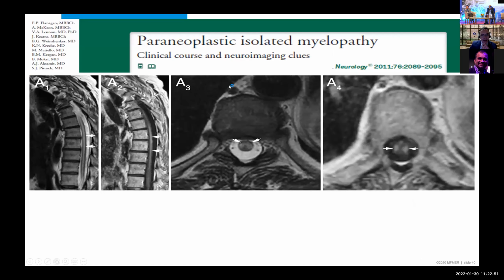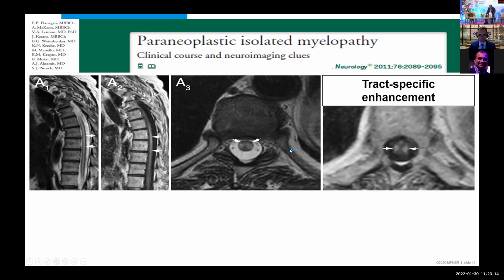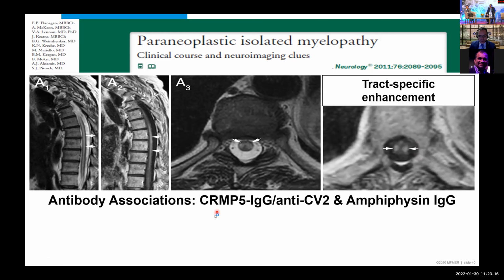We can also see paraneoplastic myelopathies. So these again tend to be longitudinally extensive. And there's a useful imaging finding here where you can see this enhancement, and then on the axial images, you see this tract-specific enhancement, most characteristically along the lateral columns. So if you see bilateral tract-specific enhancement along the lateral columns, that's going to be suggestive of a paraneoplastic myelopathy. And the antibodies that we think of are CRMP5 or anti-CV2 or amphiphysin antibodies. And we think about breast cancer and lung cancers as the most common cancers.